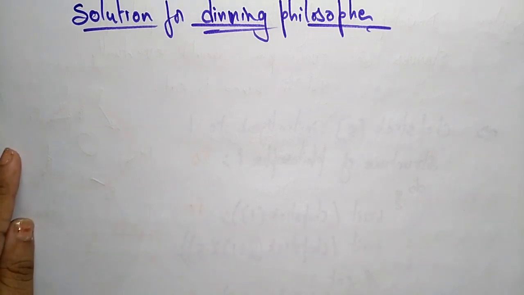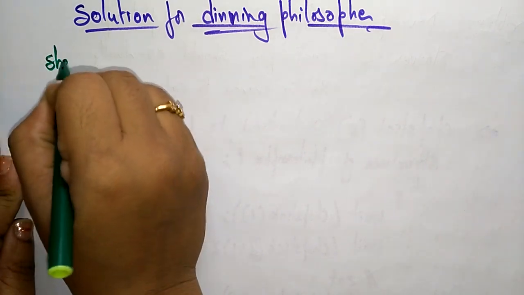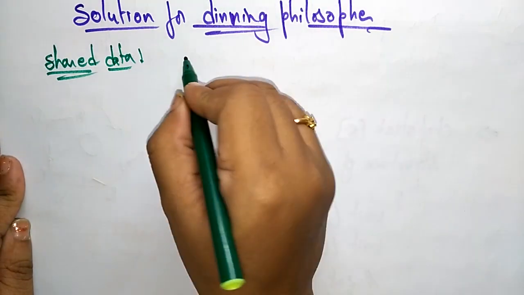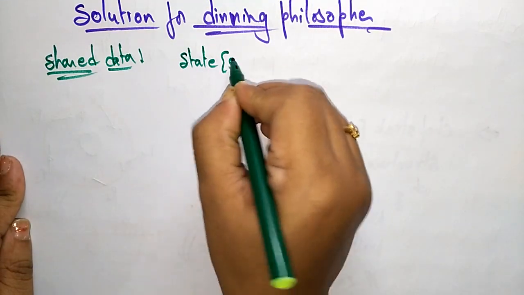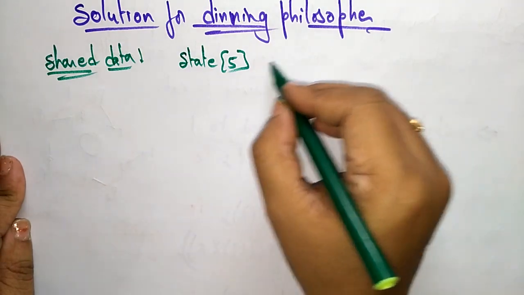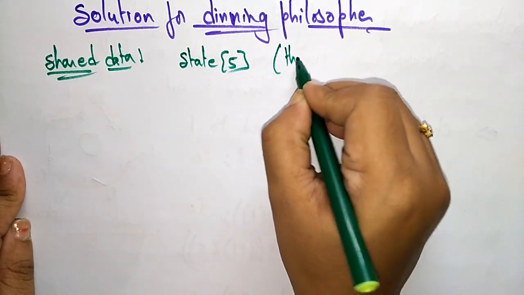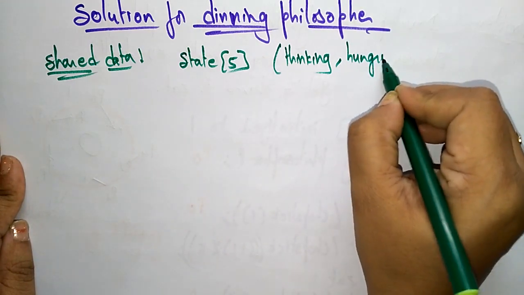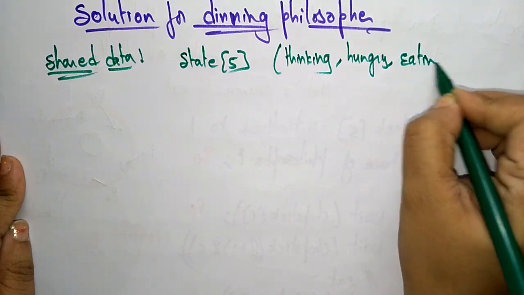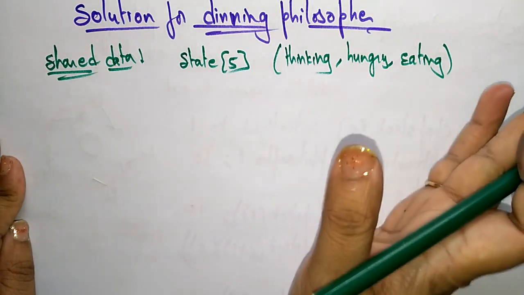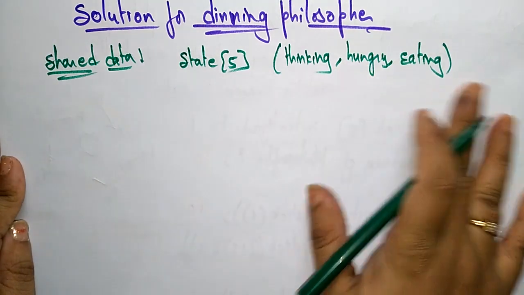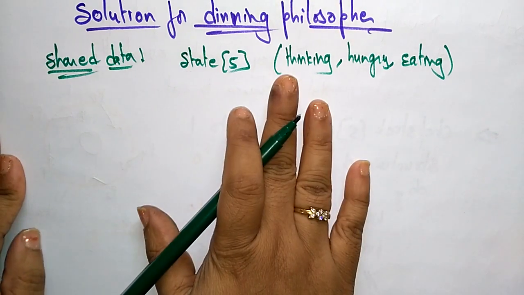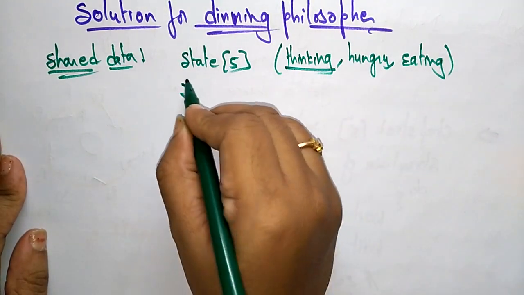So I am taking the shared data, because all are sharing the same food, so that is the shared data. For that shared data I am taking some variables. Let us take state[5], because there are 5 philosophers. Those 5 philosophers may be thinking, hungry, or eating, any of these 3 states. So first initialize all to thinking. Let us take all the philosophers as thinking first.